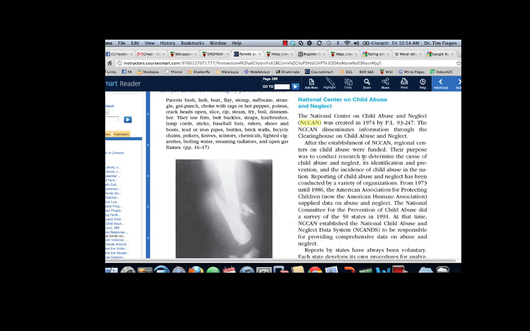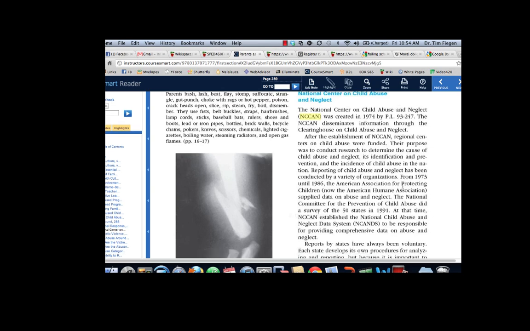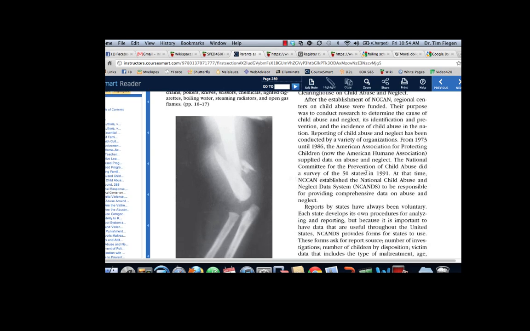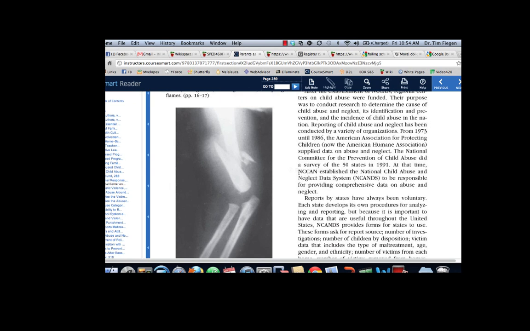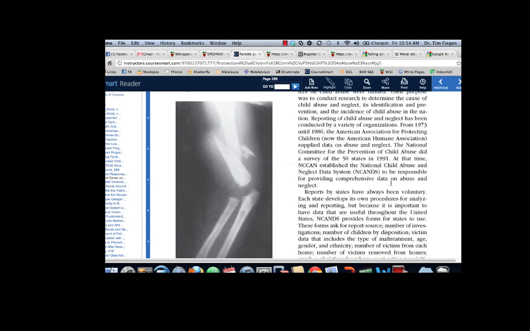And so it was just a national clearinghouse. And after they established this, child abuse was funded, your federal dollars. The purpose was to conduct research determining the cause of child abuse and neglect, and its identification and prevention and incidence of child abuse in the nation. And reporting of child abuse and neglect has been conducted in a variety of organizations, and it goes through some of those who got involved with that. And of course, all kinds of organizations were started to get in on this money. And then this national child abuse neglect system was started.